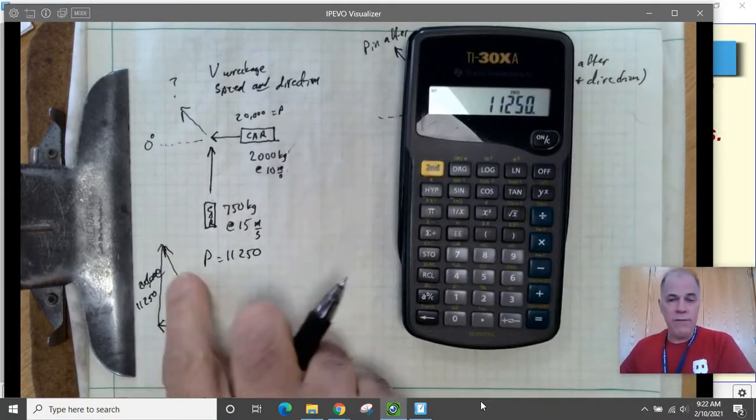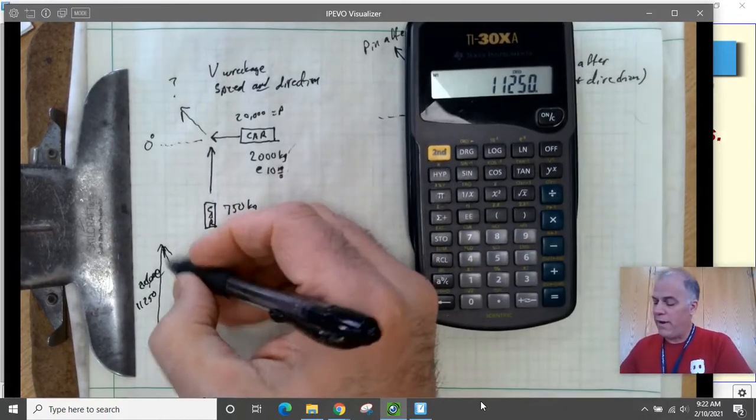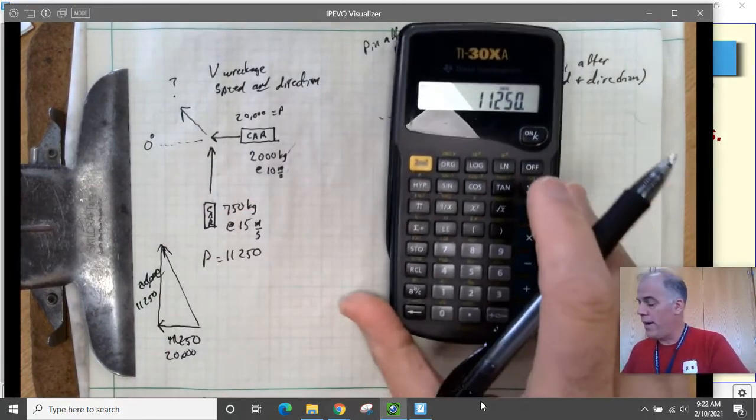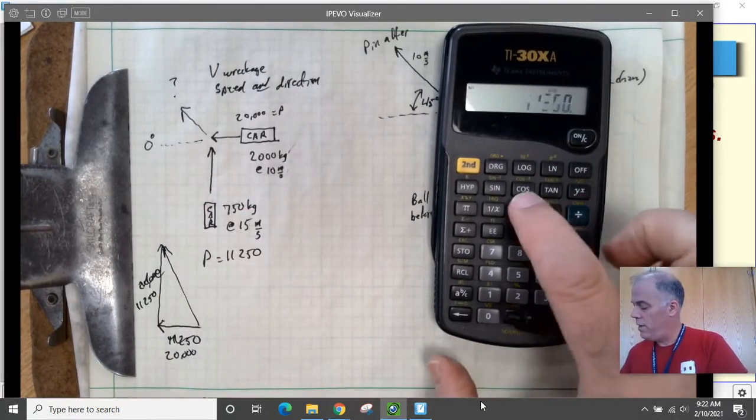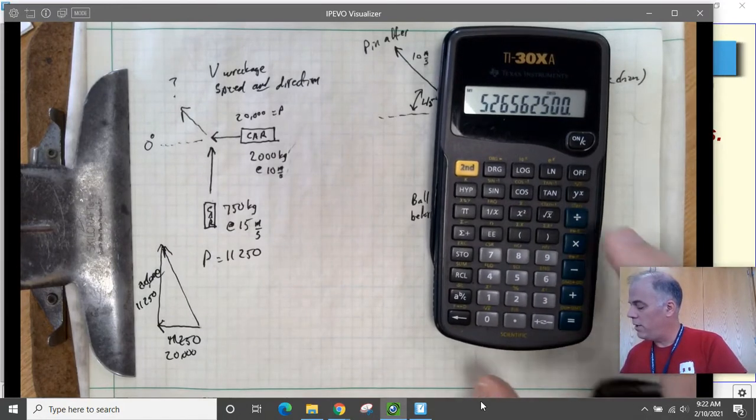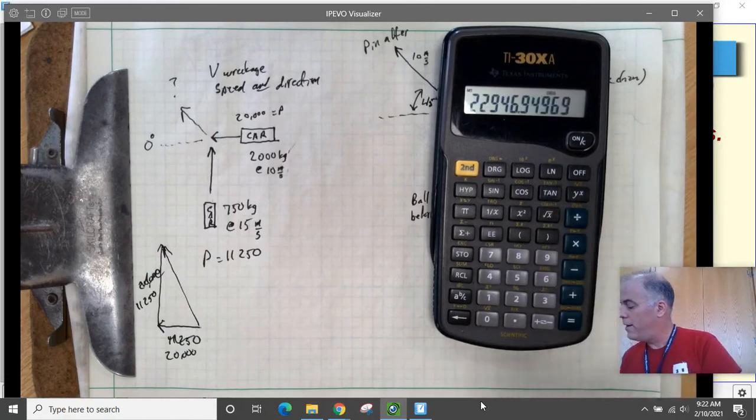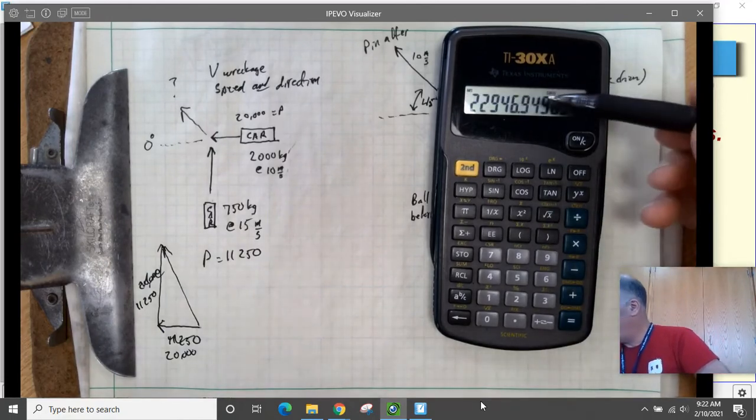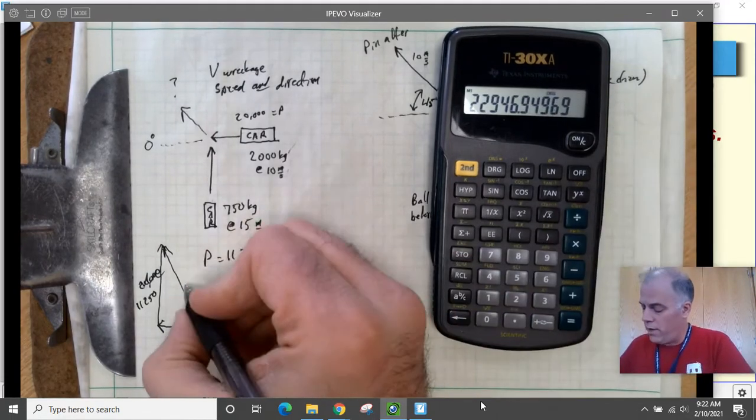So it's a vector diagram, as I said. First, we're going to figure out the length of this by just using the Pythagorean theorem. So 11,250 squared plus 20,000 squared equals, we'll take the square root of all that, and we get 22,950 basically.